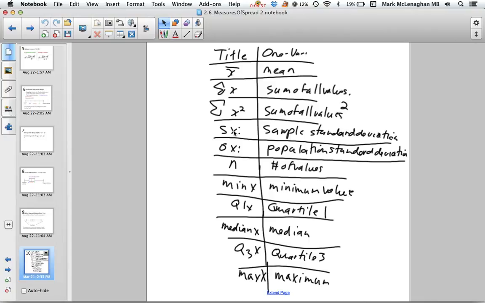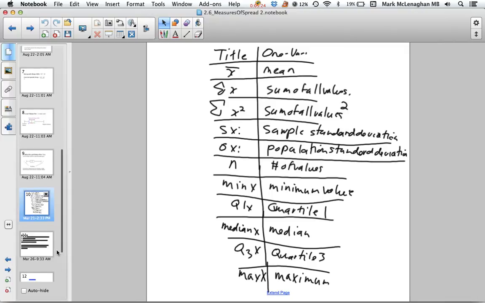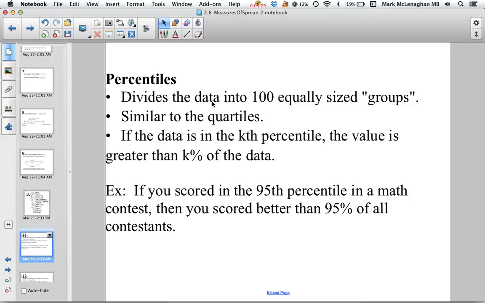One is for if you have a sample, or if what you entered was the population. N is just the number of values. This is obviously the minimum datum value, first quartile, median, third quartile, and maximum value. So you can get a lot of information from that. We'll go over that in class and how to use the Inspires to work with that, either tomorrow or maybe next. And another measure of spread is the percentiles.